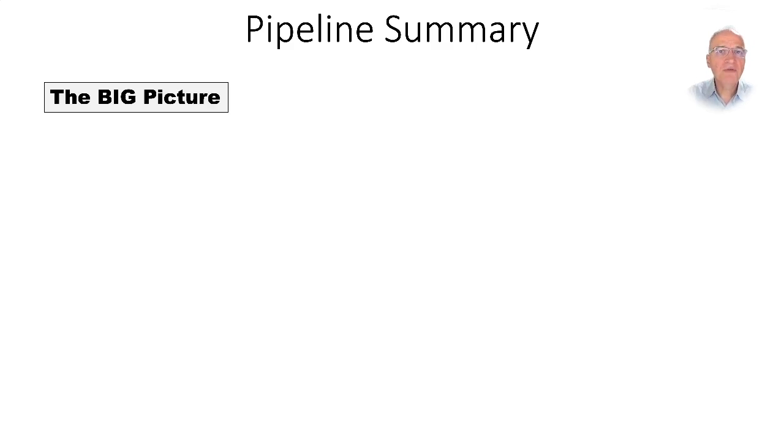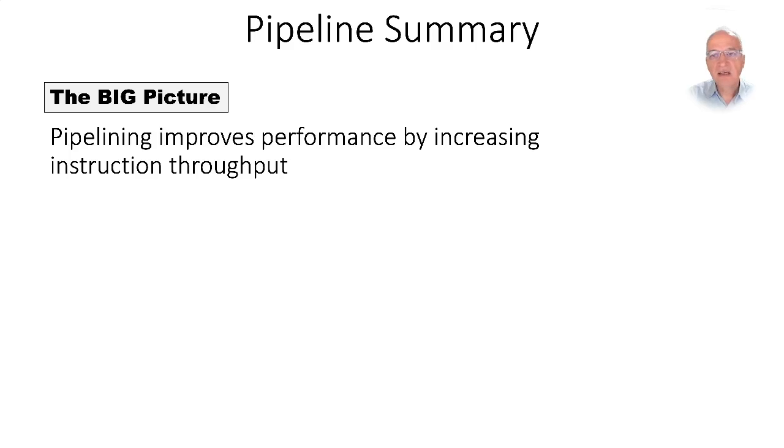So the big picture for control hazards is that pipelining is very important in the design of a processor, because it increases instruction throughput. Remember, pipelining does not reduce instruction latency. The time to execute a single instruction in the pipeline is the same or even higher than without the pipeline, but I can execute more instructions per unit of time.